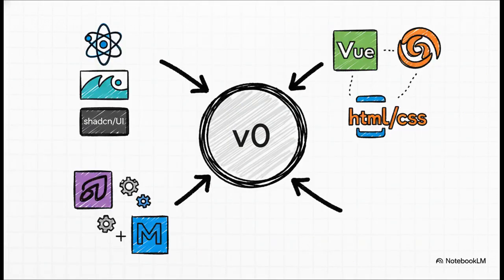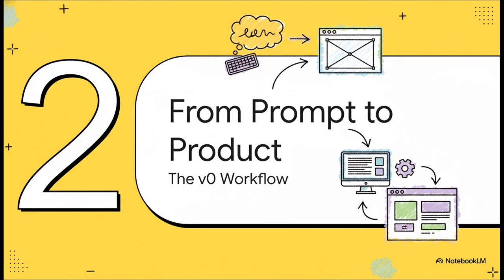Now let's peek under the hood, because this is really important. By default, it generates code using a super modern stack that developers love: React, Tailwind CSS, and the fantastic shadcn/UI component library. But, and this is the kicker, it's not a one-trick pony. You can ask it for Vue code, Svelte, or even just good old-fashioned HTML and CSS. It can even work with things like Framer Motion for animations. It's incredibly flexible.